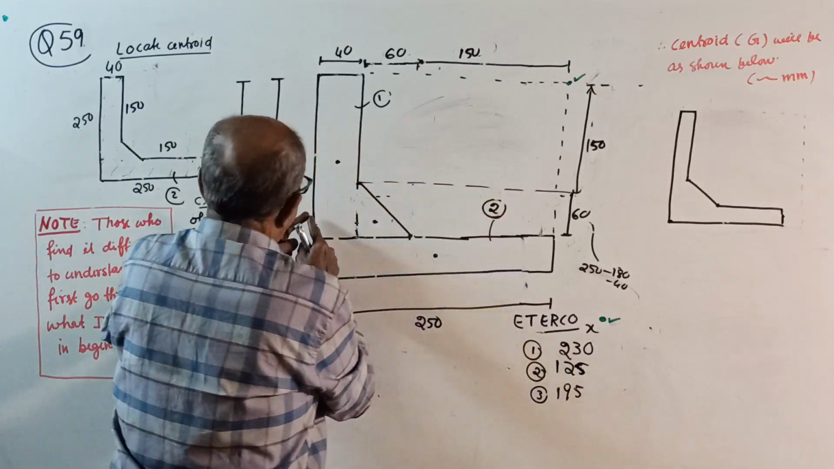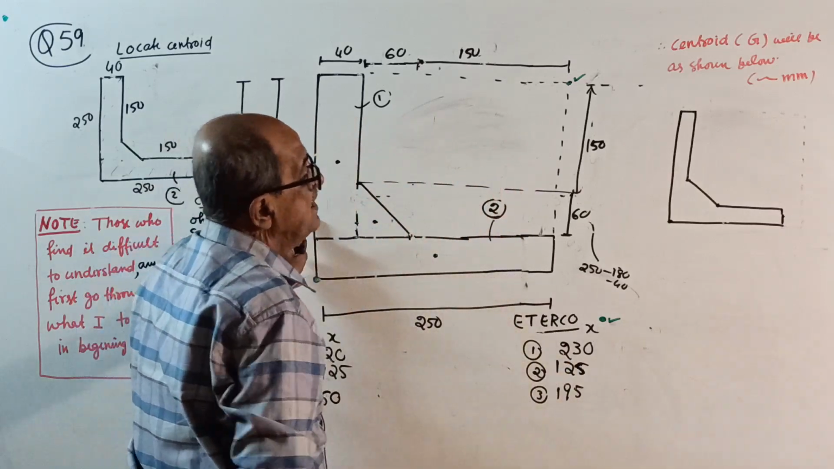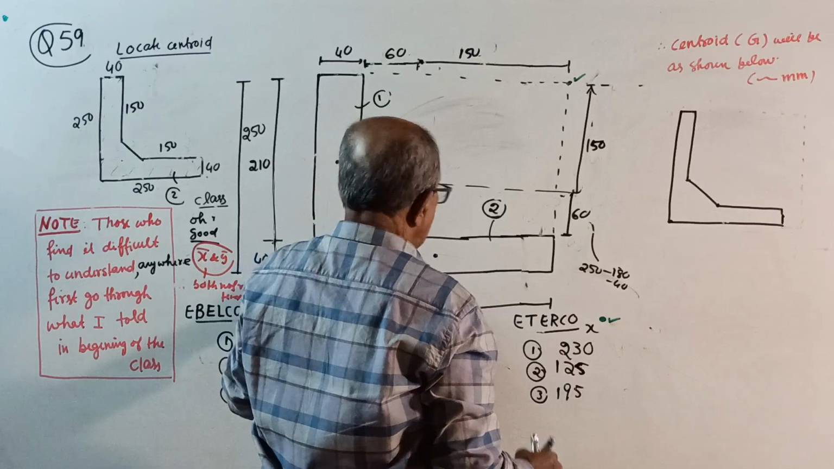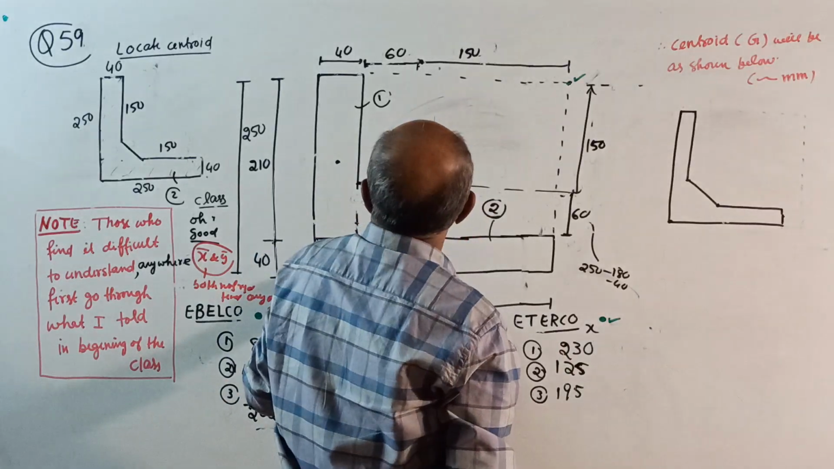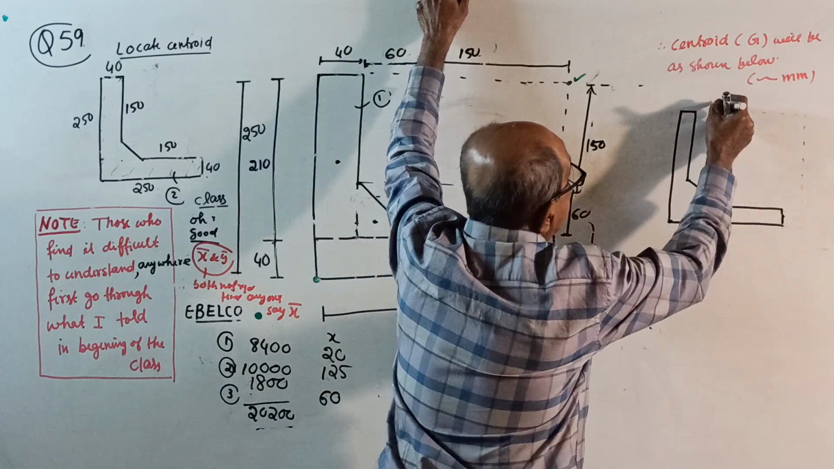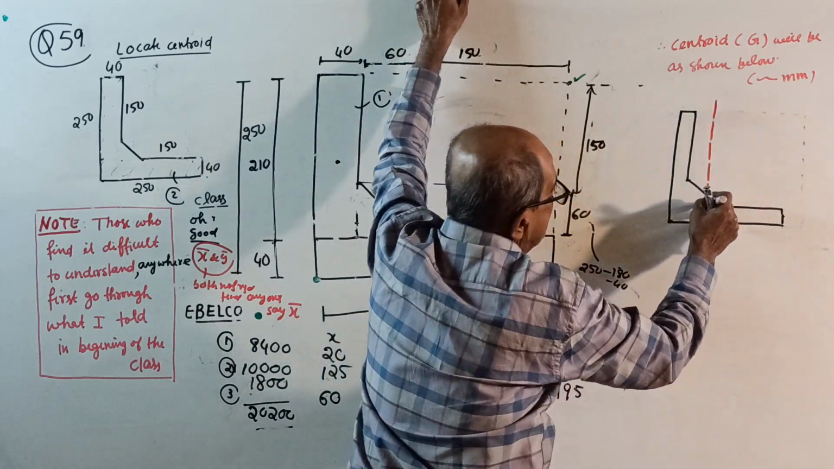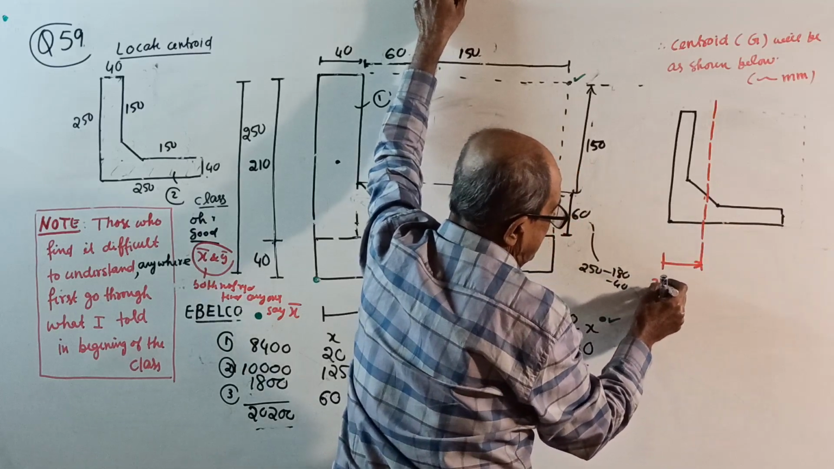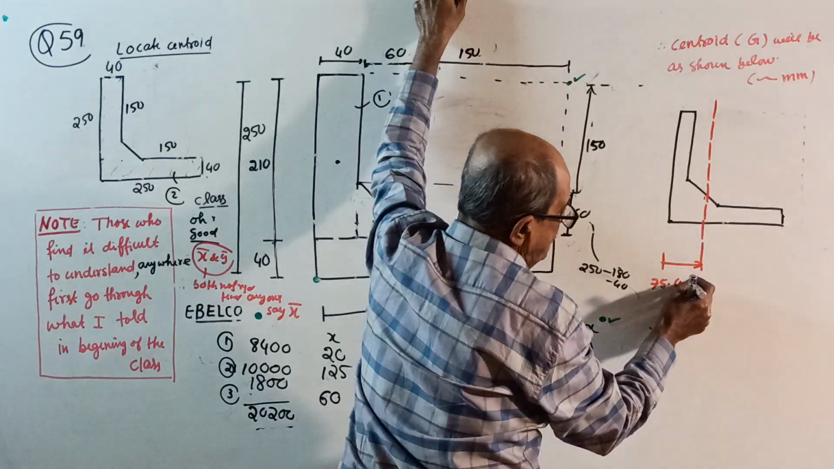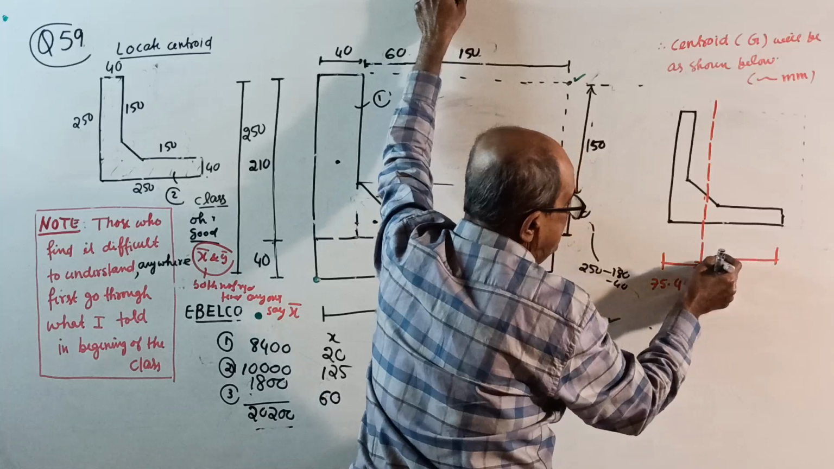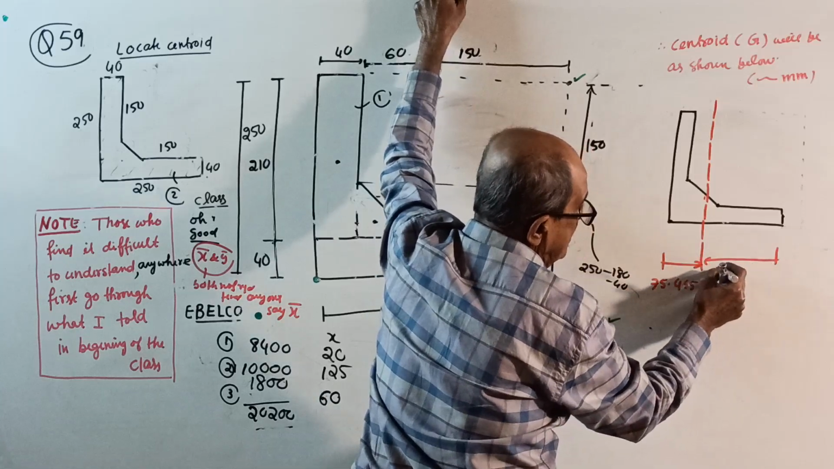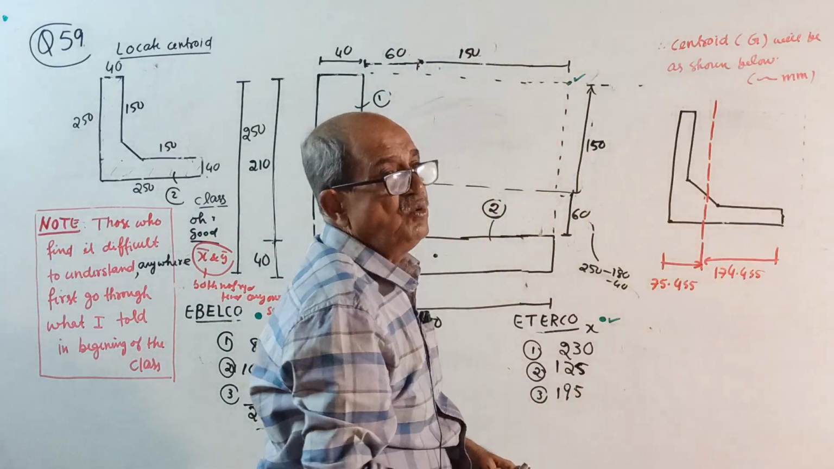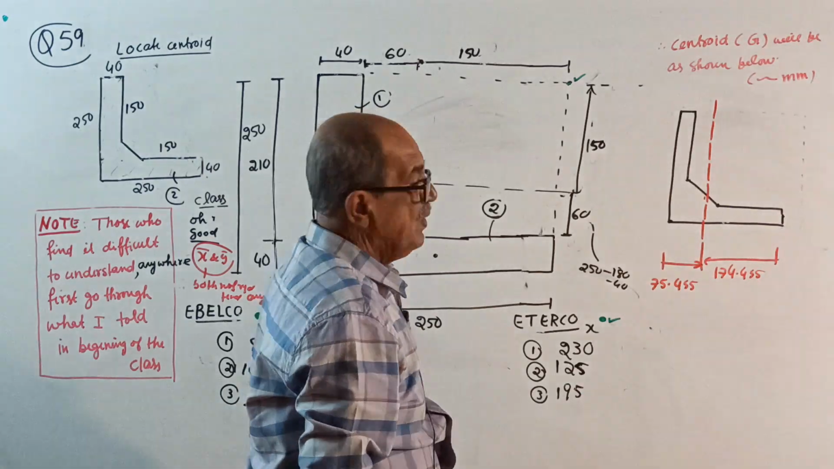75.455. See, 40 plus 60 is 100, so it will be on this side. 40 plus another 35, slightly after the midpoint. This is the axis, and this is x bar, 75.455. Then from the other side it will be 250 minus that one, 174.545 is the answer. Now make a note. That's all. Y bar is not required.